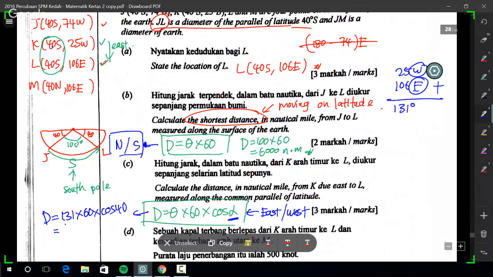So you will get 6021.11 nautical mile. All right. It's very easy if you understand the concept of it.